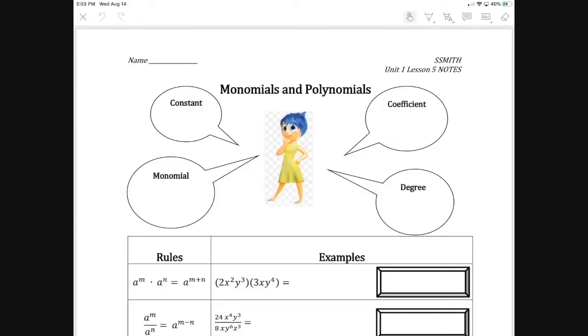Guys, so now we're on Unit 1, Lesson 5 notes, monomials and polynomials. So, first thing, like always, we're going to talk about vocab first, because if you can't understand the vocab, you won't be able to answer any of the problems.